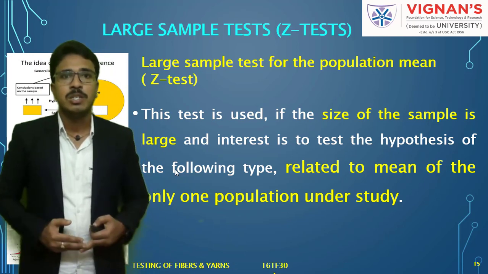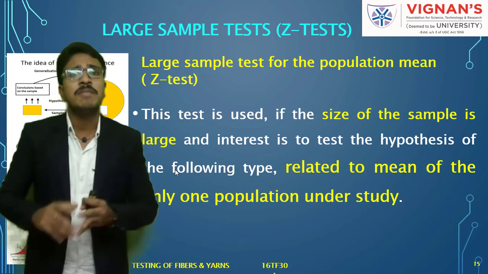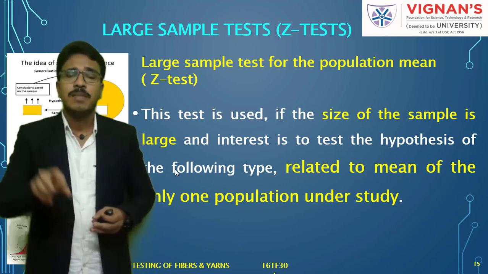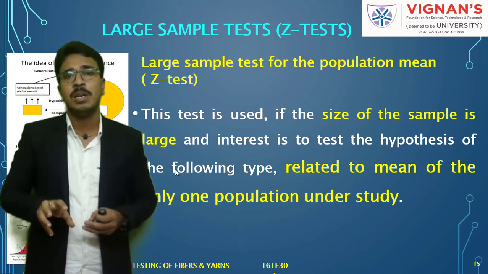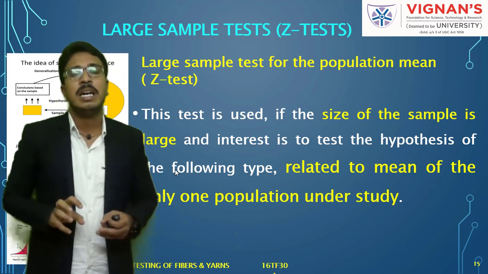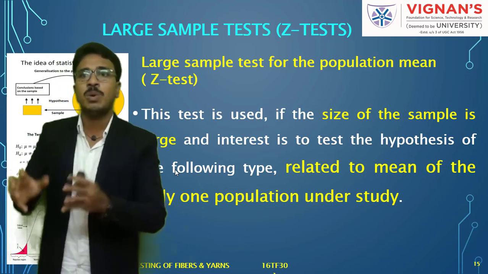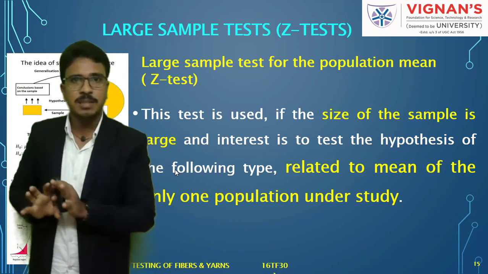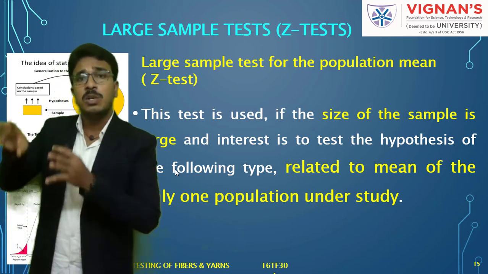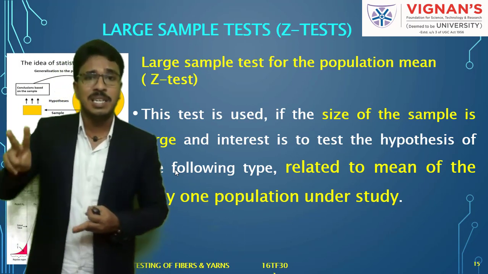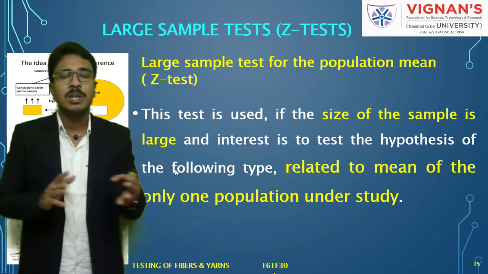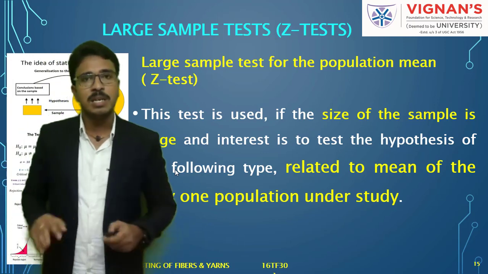Again I am repeating. So in large sample test there are different criteria. For the first criteria, we are testing the hypothesis for the population mean, with only one population under study. We are studying only one population, and that too its mean. This is the first criteria. The second criteria is there are two populations and we are testing its mean. Understand? That is the second criteria. For two different criteria we are using two different formulas.